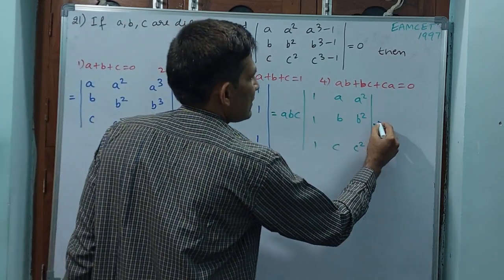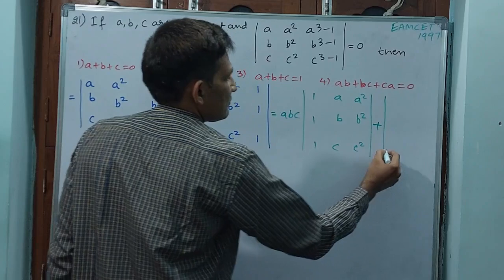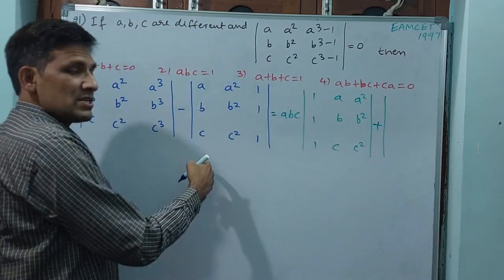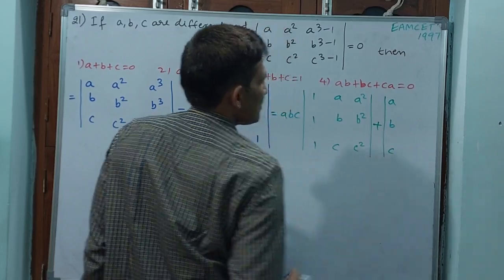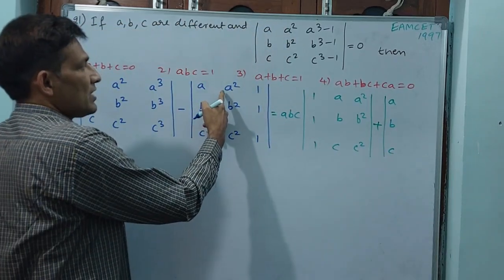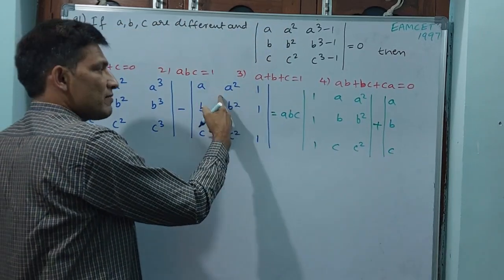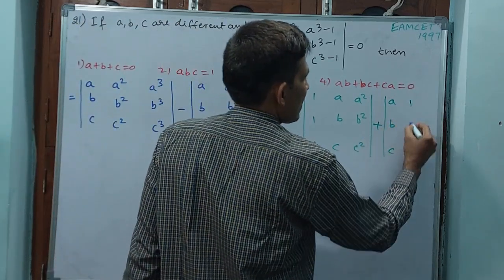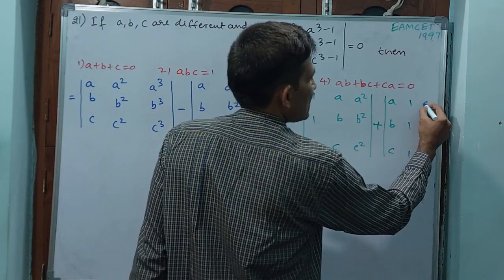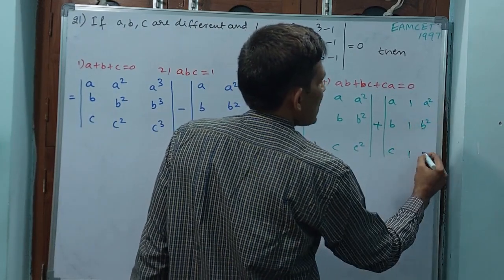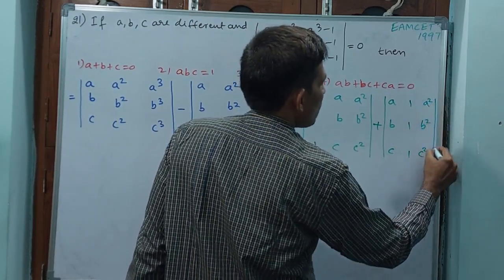You see what I have done. Plus 1 I have made. ABC will be like this only, because you cannot change it. You can change also, but then you have to make a double sign. Now A square will not be there. 1, 1, 1 will come here. This A square, B square, C square will be in column 3. Now close the determinant.